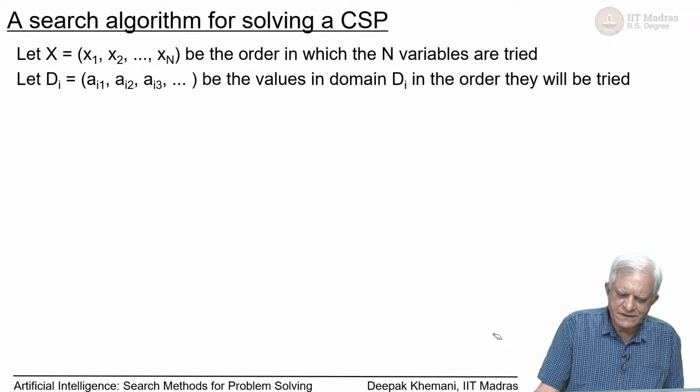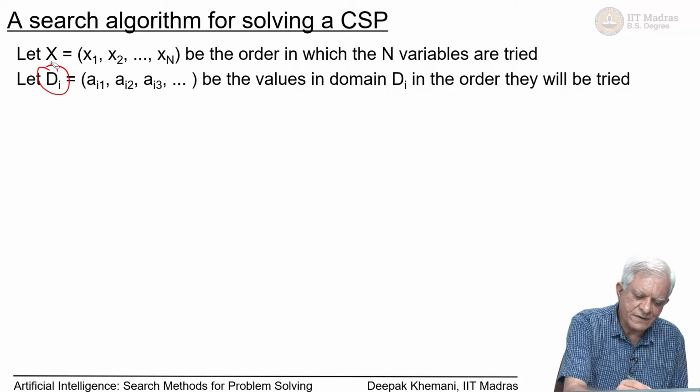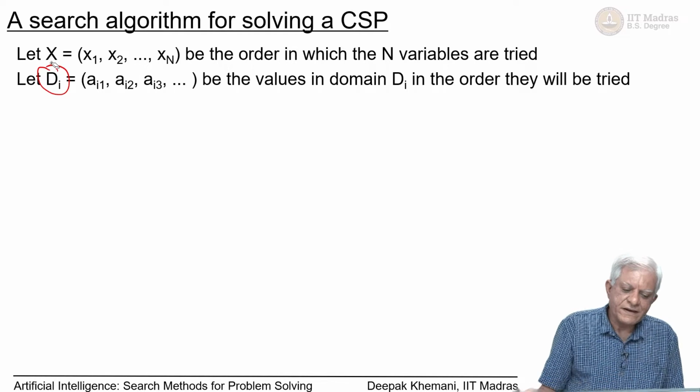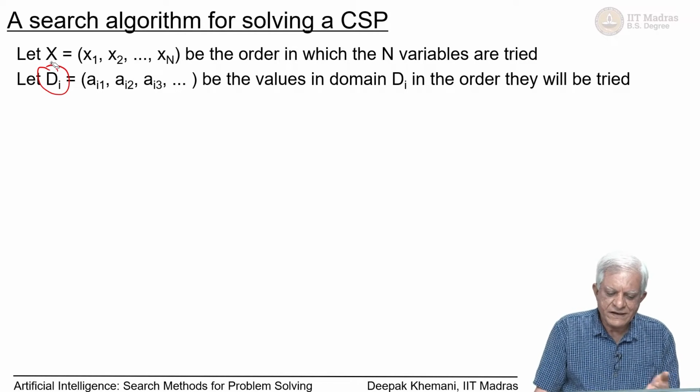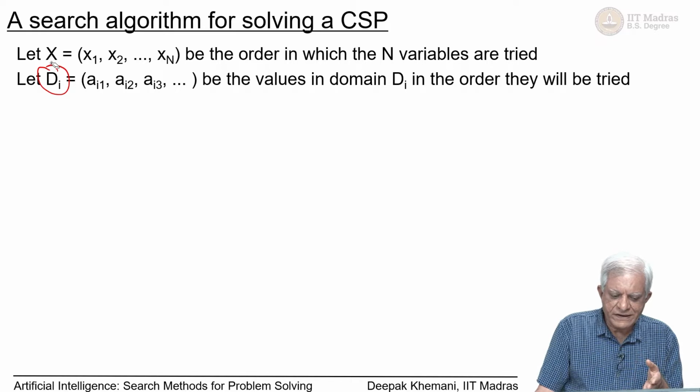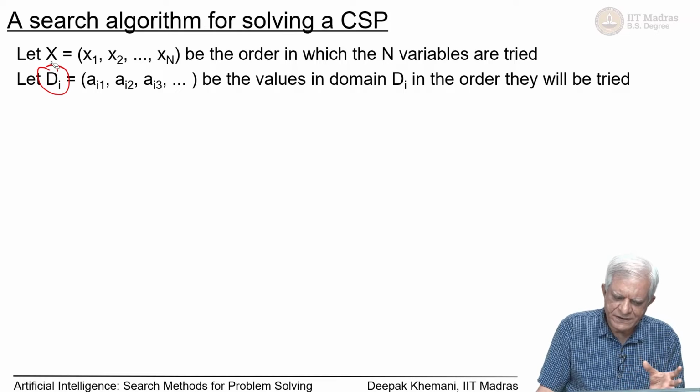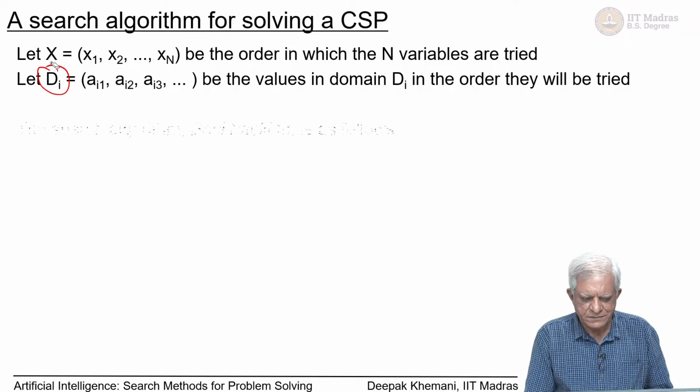and for each variable xi, it has a domain di which has the values ai1, ai2 up to whatever the number of values are, and they will be tried in this particular order. That let us say we are looking at x1, then first we will try a11, then we will try a12, then we will try a13 in a particular order essentially.